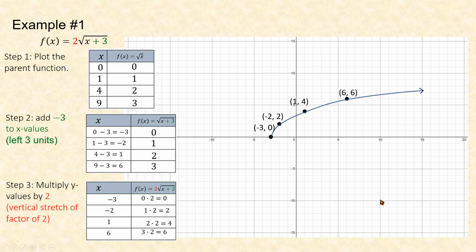Now let's talk about the domain and range of this function, okay? Domain starts at -3 and goes to the right. So domain is anything, x is anything larger than or equal to -3, and the range is from 0 and up. So y is larger than or equal to 0.